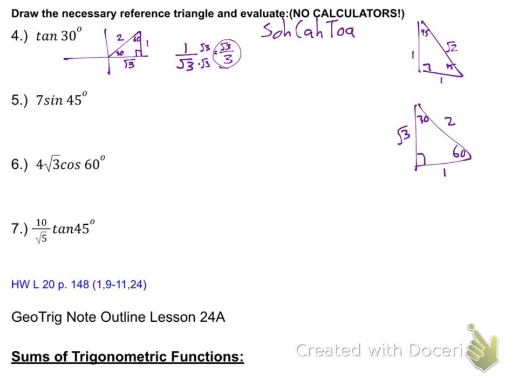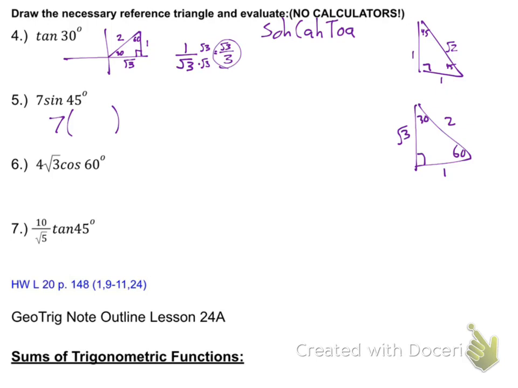Number 5, the last one we're going to do. 7 sine of 45. Is the 7 inside or outside? The 7's outside. It's attached to the function of sine. So when I go to evaluate it, I don't care about it. I leave it out front. Whatever I find sine 45 to be, I'm just going to multiply it by 7.